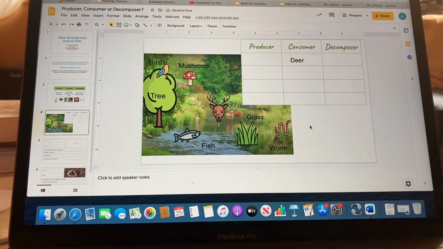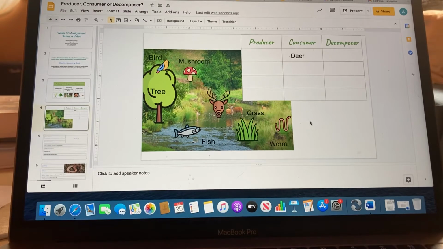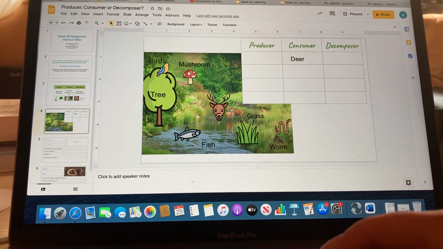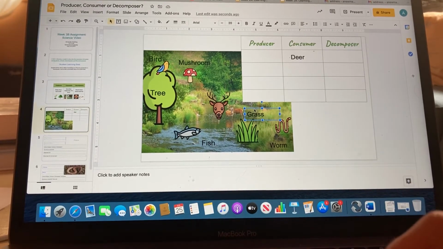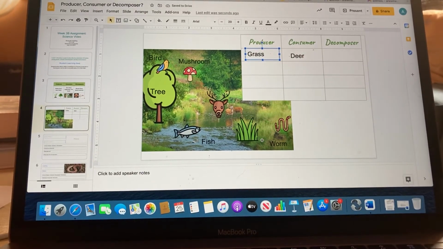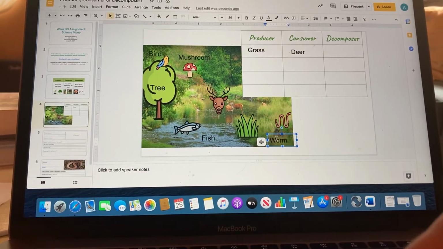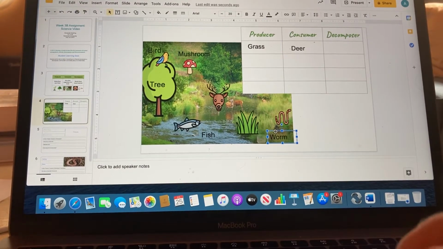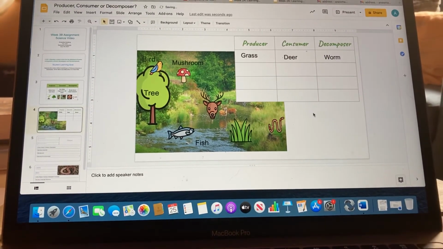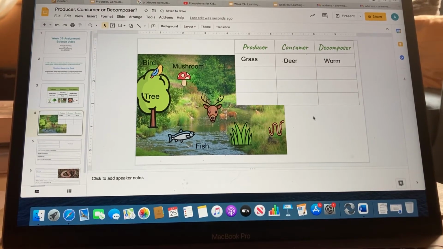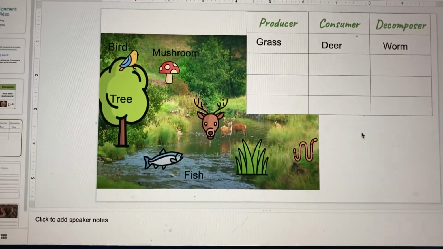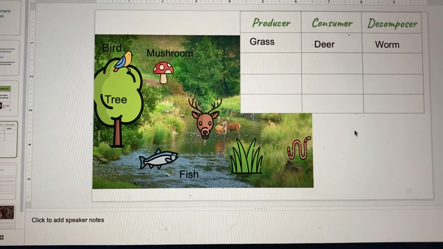Okay. Now, how about grass? What do we think that is? Grass eats air and water, so it produces its own food. So we can put grass right here in that column right there. And how about worms? We talked about this one on the slide before. Worms are decomposers because they break things down as their food. Worms are decomposers. Okay, so why don't you take a minute to fill in the rest of that chart by yourself? Then we'll come back together.